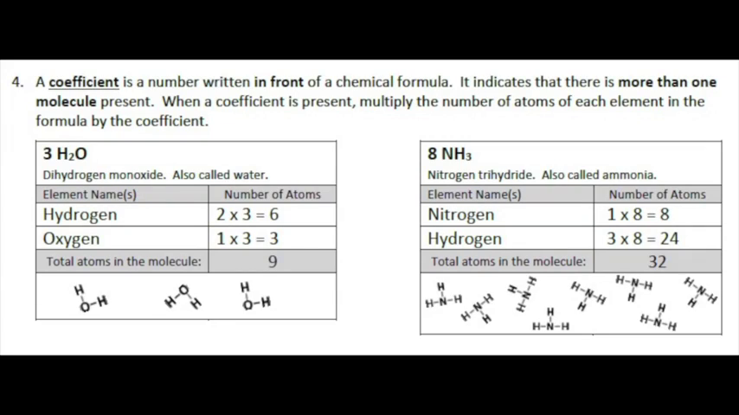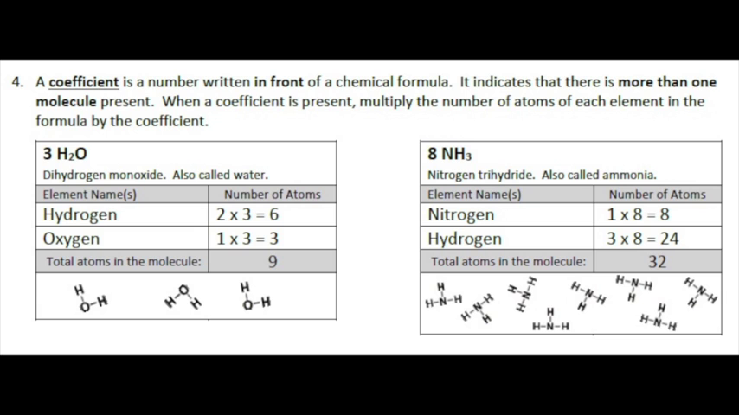So the last type of number that you would see would be a coefficient, and that's something you've talked about in math. A coefficient is a number that's out front, and in a chemical formula, it's a number that's in front of the whole formula, and that indicates that there's more than one of that entire molecule present. So when a coefficient is present, you're going to multiply the number of atoms in each element by that coefficient.